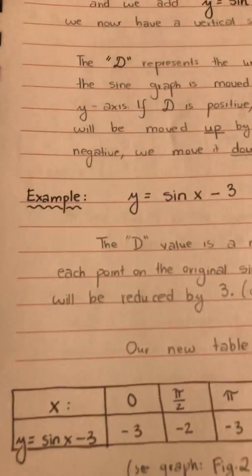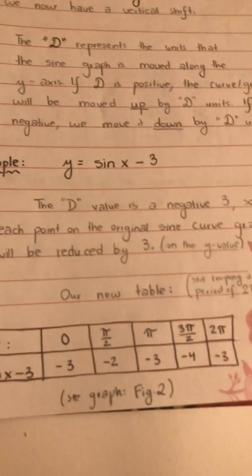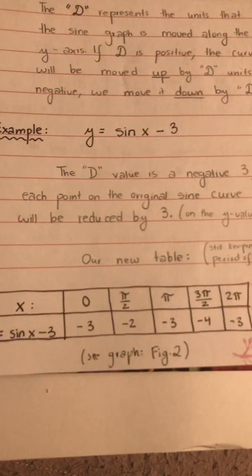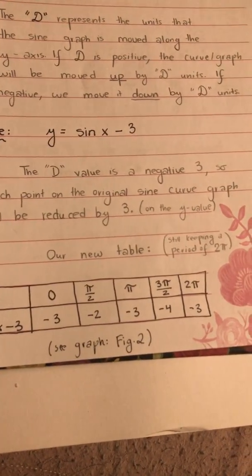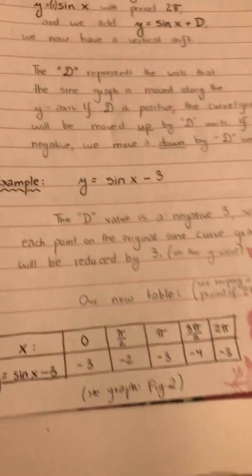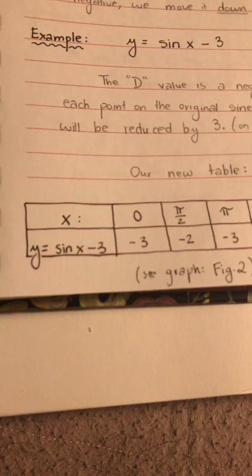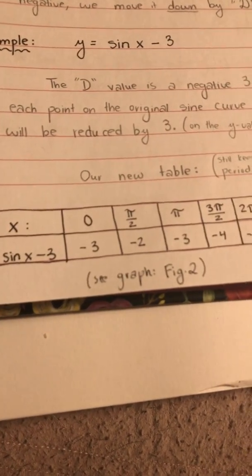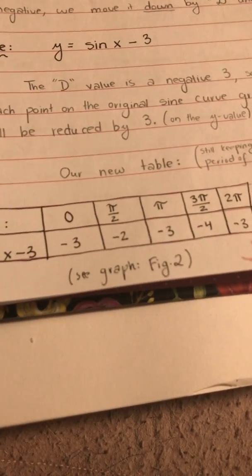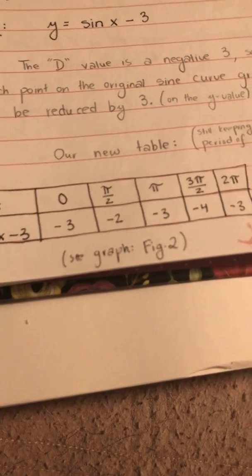Our example, we're going to be doing y equals sine of x minus 3. The d value is -3, so each point on the original sine curve graph will be reduced by 3. So shifted down by 3, or reducing the y value by 3, moving down by 3, basically. So instead of starting on the origin, here are the new values. So the origin will be -3. As you remember, the maximum was 1. So that's going to be 1 minus 3, which is -2.